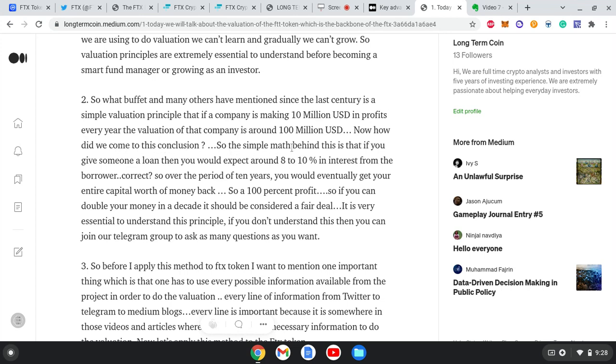So, the simple math behind this is that if you give someone a loan, then you would expect around 8 to 10% in interest from the borrower, correct? So, over the period of 10 years, you would eventually get your entire capital worth of money back. So, 100% profit. So, if you can double your money in a decade, it should be considered a fair deal. It is very essential to understand this principle.